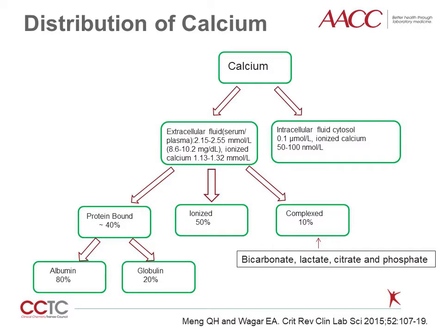Calcium exists in 3 physiochemical states in plasma. Approximately 50% is free or ionized calcium, which is the biologically active form. Approximately 40% is bound to plasma protein, and 10% is complexed with small anions such as bicarbonate, lactate, citrate, and phosphate. Of the protein-bound calcium, approximately 80% is associated with albumin and 20% with globulin. The calcium binding to negatively charged proteins or anions is pH-dependent.